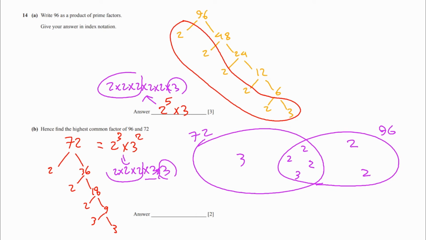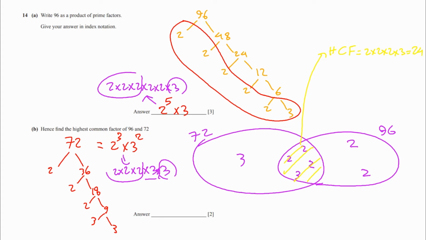After writing this, we can say that multiplying the parts that they are sharing would give us the highest common factor. So the highest common factor in here would be equal to 2 times 2 times 2 times 3, which is 8 times 3, which is 24.